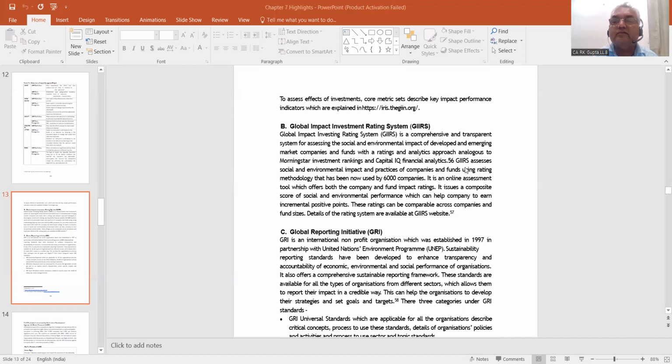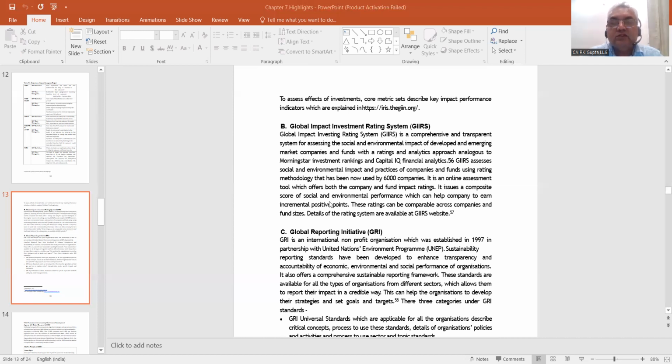So GIIRS assesses social and environmental impact and practices of companies and funds using a rating methodology that has now been used by 6,000 companies. So it's an online assessment tool which offers both the company and the fund impact ratings.